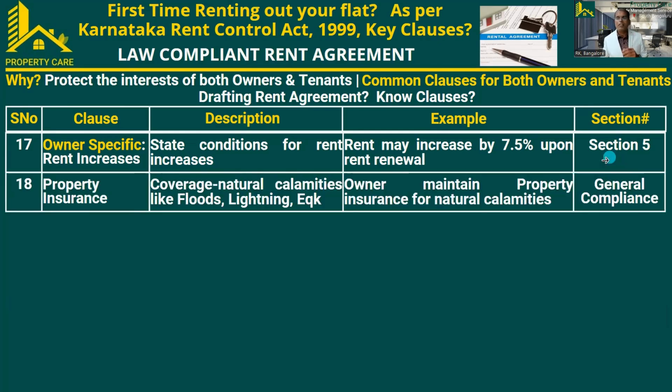And property insurance: suppose there are natural calamities, for example, earthquake, floods, or lightning. The property insurance should cover these things. It should not be put on the tenant. So if the owner has insurance coverage, it is good to mention. If not, I recommend taking it and keeping it with you.